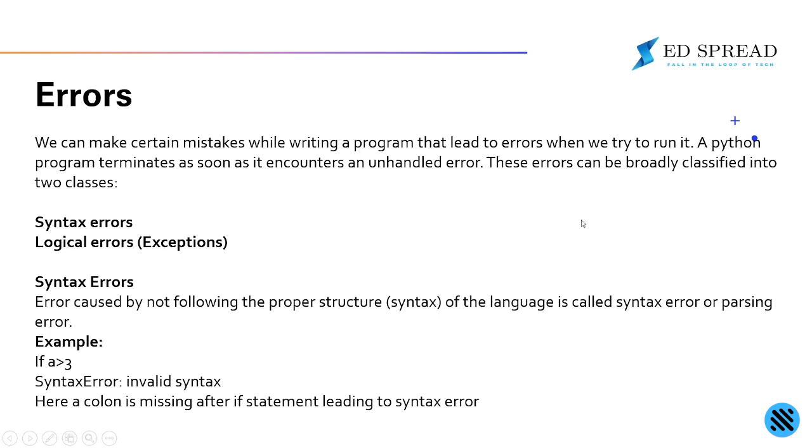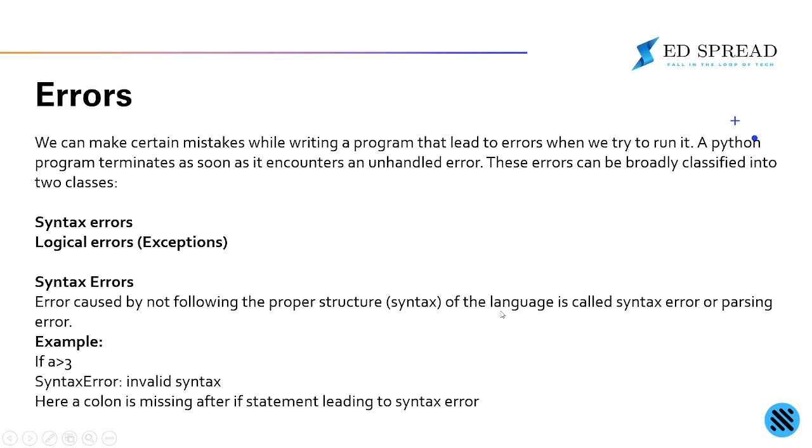When the Python program encounters an unhandled error, it gets terminated. If an error occurs, then the Python program execution will be stopped automatically and it terminates totally. Errors can be broadly classified into two classes: syntax errors and logical errors.